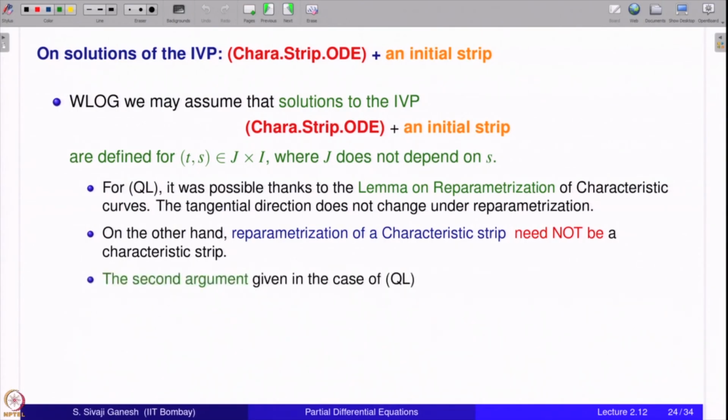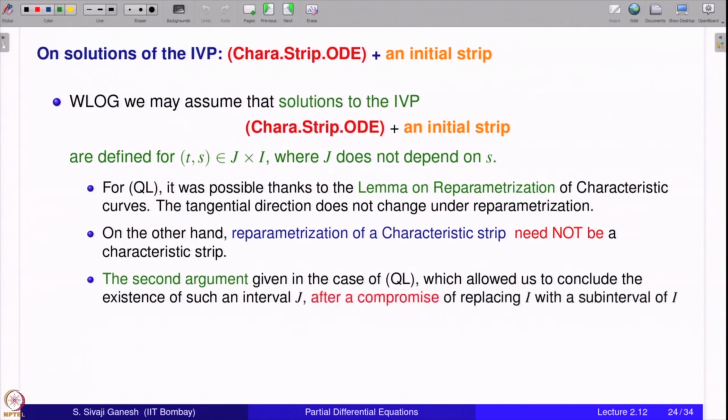Luckily, we have another argument. In the case of quasi-linear equations, we had a second argument which we have given, that also allows us to conclude the existence of such an interval J which does not depend on s, but now there is a compromise: the interval I needs to be replaced with a subinterval of I, but that does not matter, because later on we are going to apply the inverse function theorem whose conclusions are anyway local. So, it does not matter. What is important is that J does not depend on s, whether s belongs to I or s belongs to some subinterval of I.